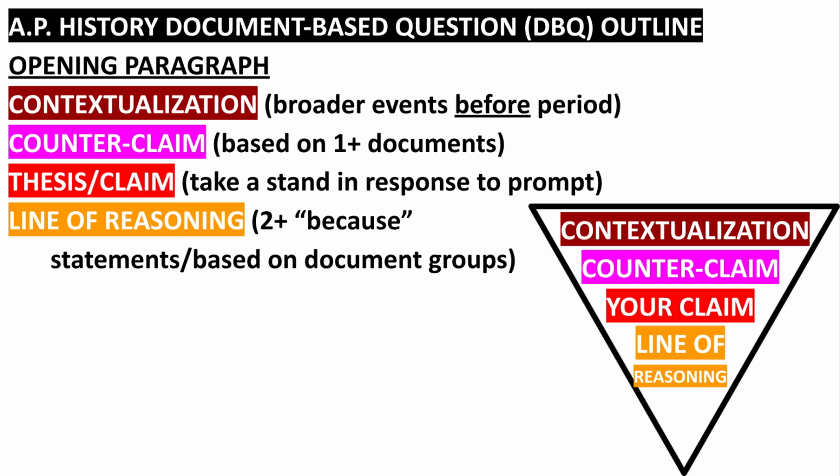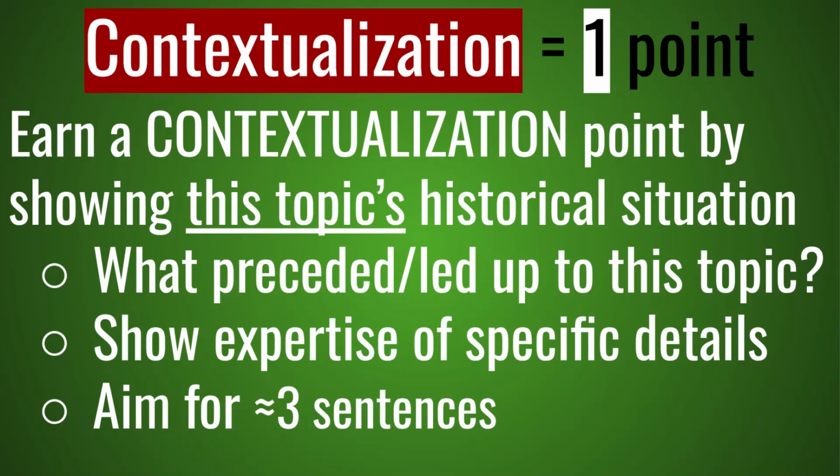So our contextualization is worth a point. We're going to write 3 or 4 sentences of broader events from before this period, and then our thesis format, which I've shown you before, is: despite this, here's my claim, because of this, because of that. So these are the points we're earning. We earn a contextualization point by showing this topic's historical situation and background, what preceded and led up to this topic. Show expertise, be as specific as you can.